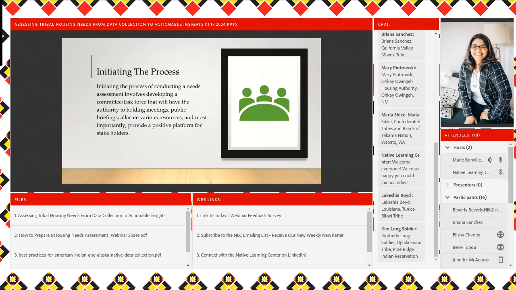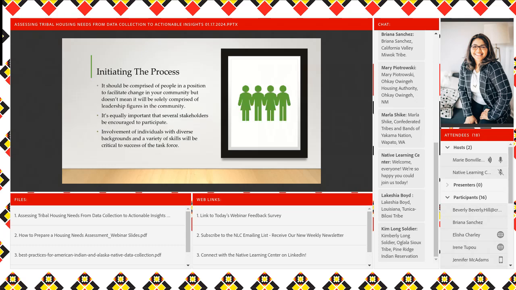So the initiating process involves holding meetings, public briefings, and allocating various resources, and creating a positive place for people to talk about conducting this needs assessment. So you have to start with the people. It should be comprised of people in different positions facilitating change within your community. So, of course, leadership is invited to that conversation, stakeholders within your community, other departments, as I mentioned before, diverse backgrounds, variety of skills. If someone says they're not a people person, but they're great at one-on-one communication and building relationships on that level, then that doesn't mean they're not to be included in this process.